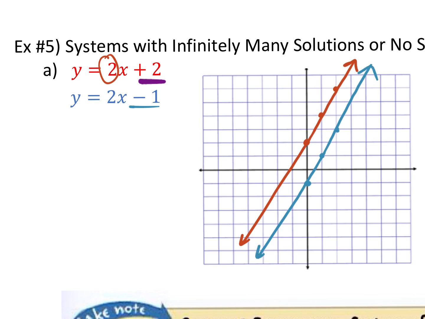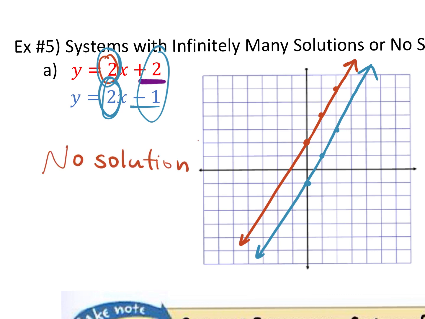Okay, and what you notice is they have the same slope, but different y-intercepts, so they are parallel, right? Two lines that are parallel have the same slope. So these are parallel lines. How many solutions do they have? No solution, right? If they don't meet, there is no solution. Questions on that?